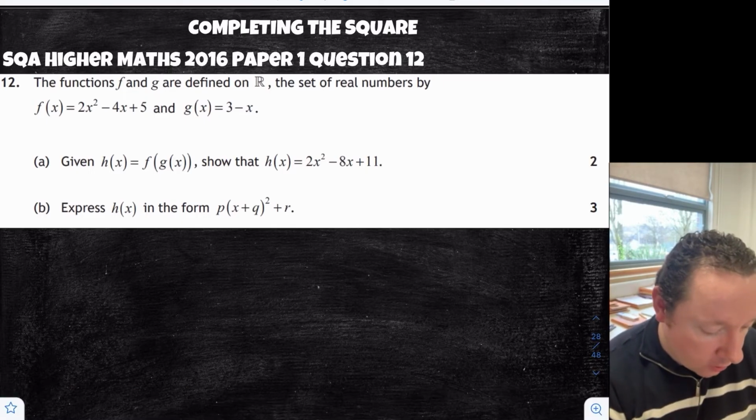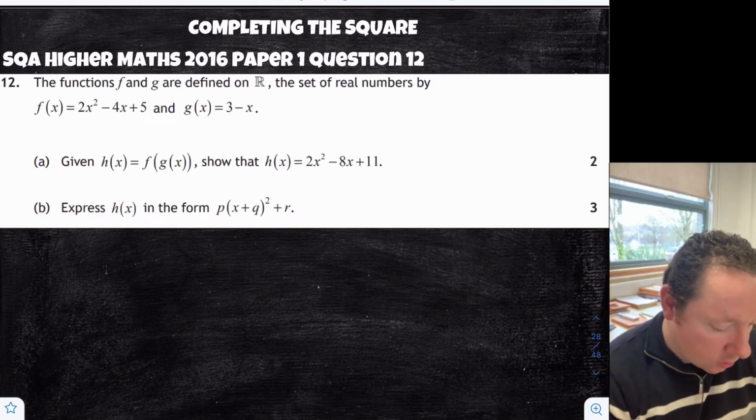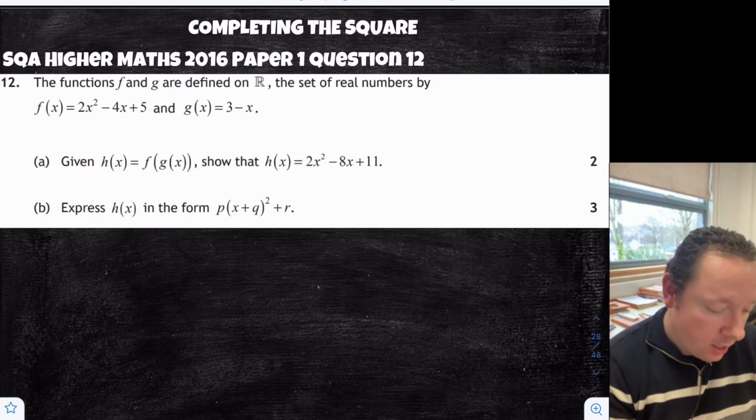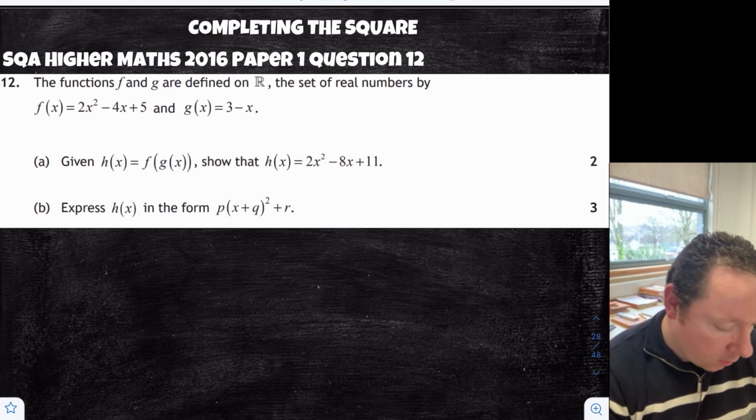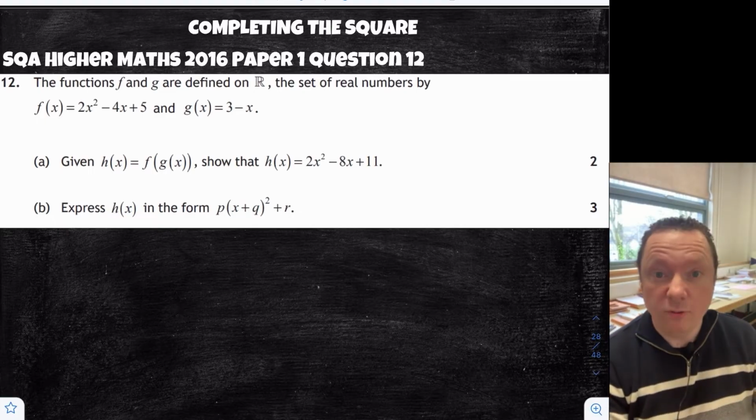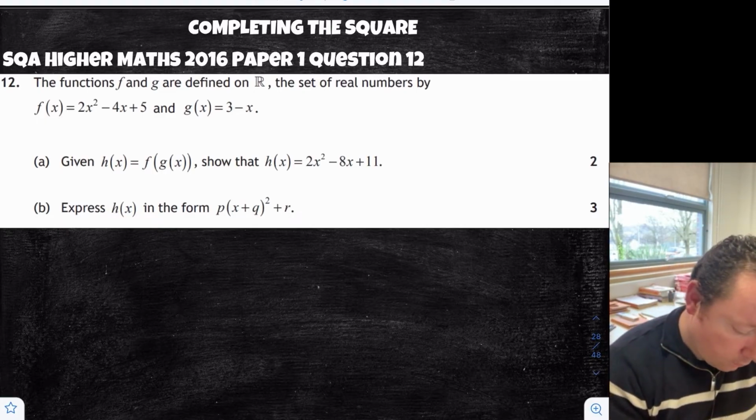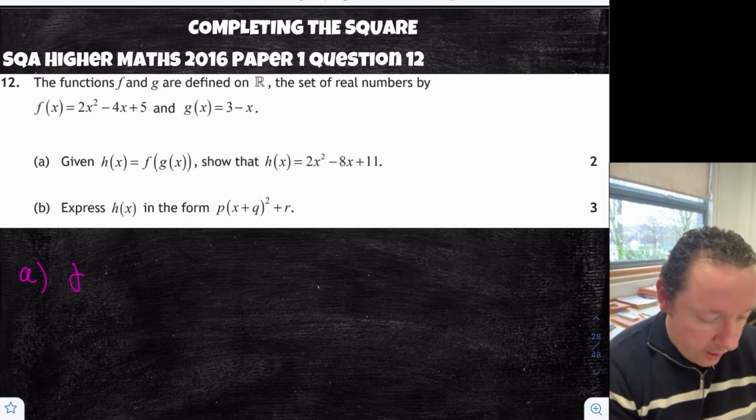Functions f and g are defined on the set of real numbers by f of x is 2x squared minus 4x plus 5, g of x is 3 minus x. Part A, given that h of x is f of g of x, show that h of x equals this. So find f of g of x.